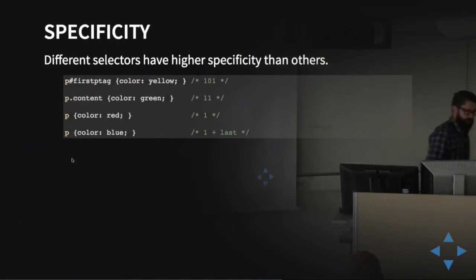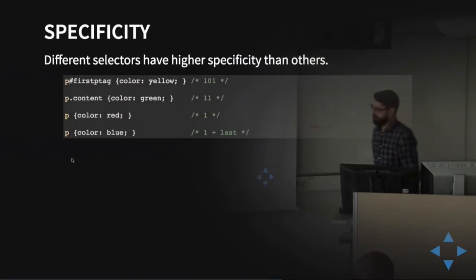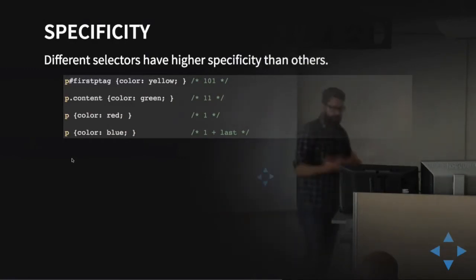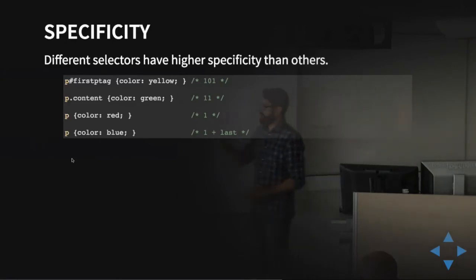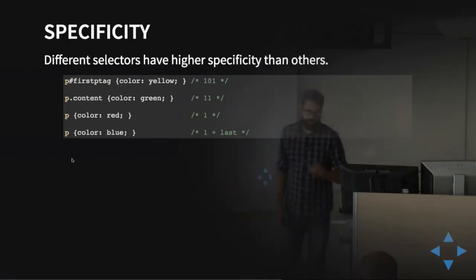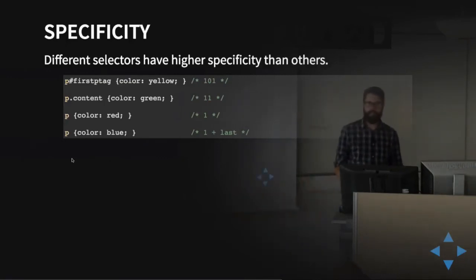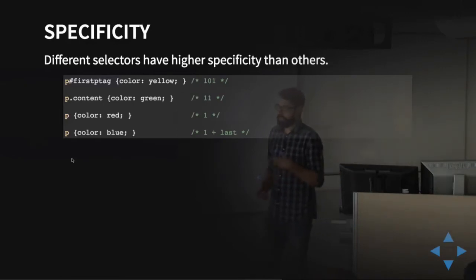Okay, getting into specificity. It's a hard word as well. So I got a question earlier: does the order matter, and in which way are the rules applied and so on. And specificity matters a lot. So what specificity is, is that different selectors have different importance. And we can illustrate this by giving some selectors the value of 100, some 10, and some a single one.